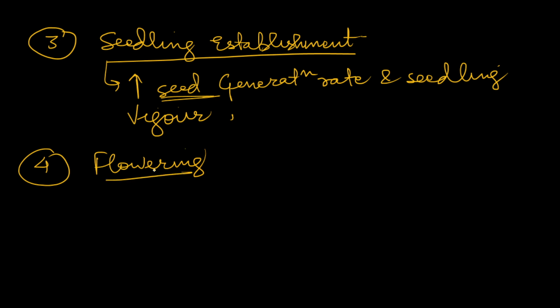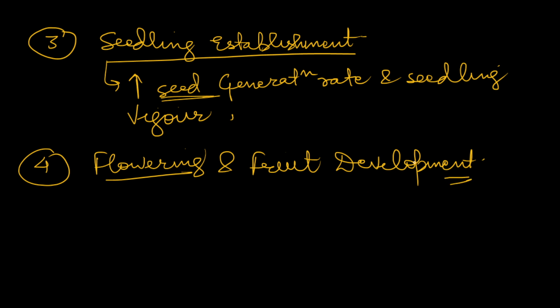It enhances the number of flowers, it enhances the quality of flowers, and if the flowering is good, the fruit development also leads to good fruit development. So it also helps in flowering and fruit development. So these are some of the important roles of brassinosteroids in agriculture. Now we will move to the roles of salicylic acid in agriculture.